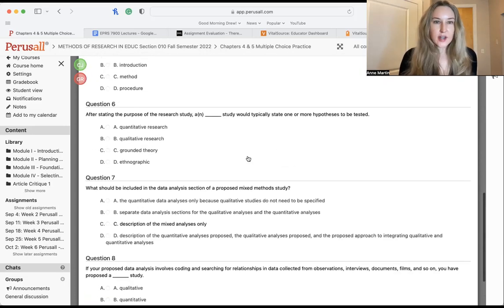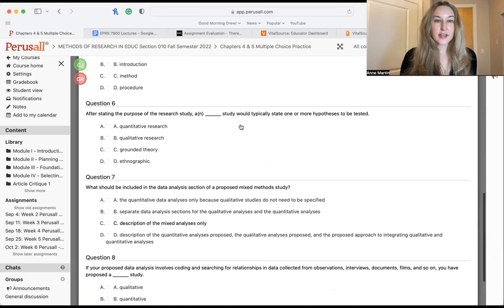Okay, the next question that I wanted to go over was number 6. So this study, it says that after stating the purpose, they gave one or more hypotheses to be tested. Now, if you are planning a quantitative study, you're always going to include the hypotheses in your introduction, along with the potential significance of the study.